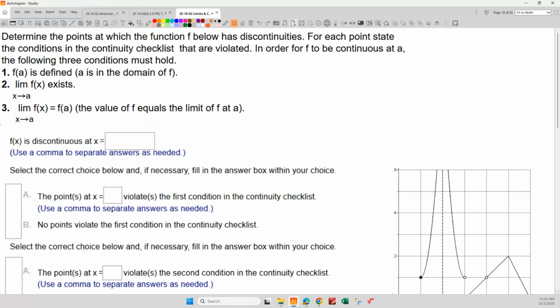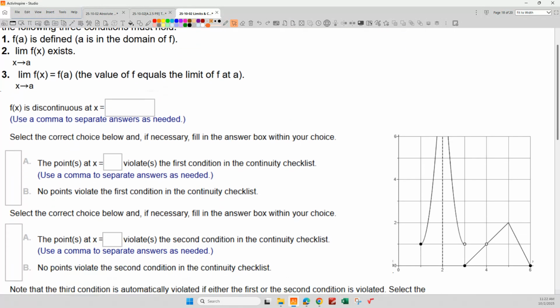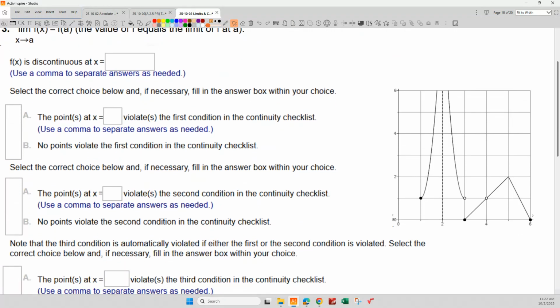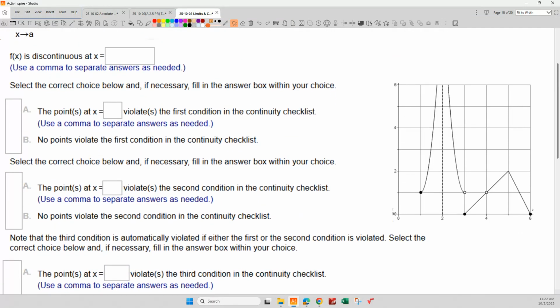All right, determine the points at which the function f below has discontinuities. For each point, state the conditions in the continuity checklist that are violated. In order for f to be continuous at a, the following 3 conditions must hold. There's our checklist, 1, 2, and 3. So first of all, where is this function discontinuous? At x equals what values? 2, 3, 4? Yep, I agree. 2, 3, 4.